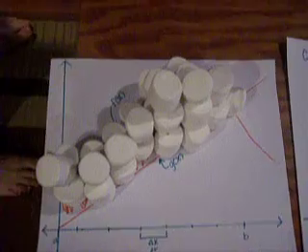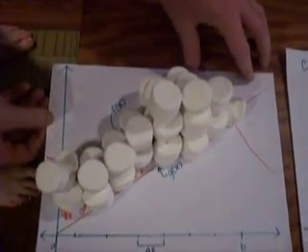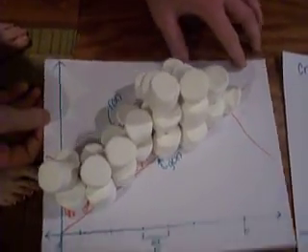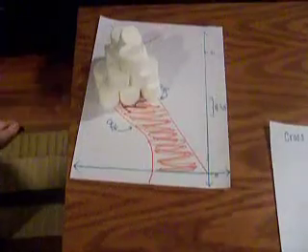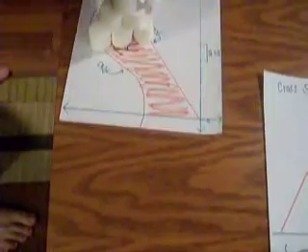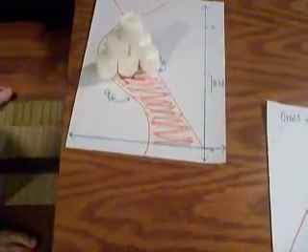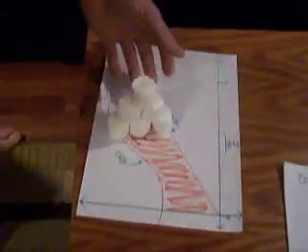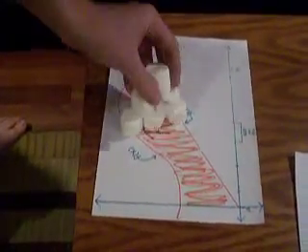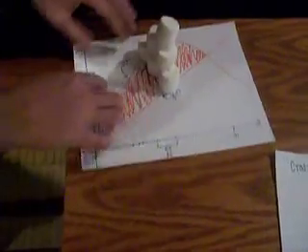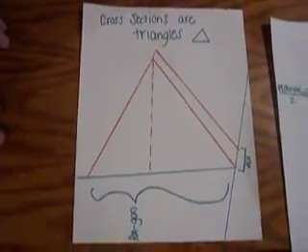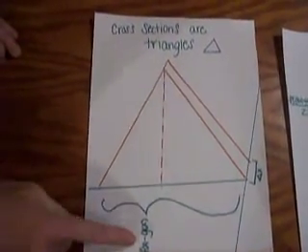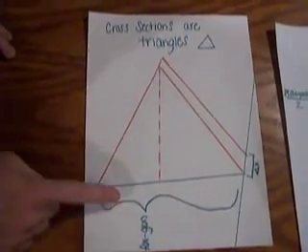If the solid is partitioned along the x-axis, its cross-sections are equilateral triangles. This is what a cross-section looks like. If drawn on paper, this is what our cross-section would look like. The base of the triangle is formed by subtracting our two functions, f of x minus g of x, or top minus bottom.